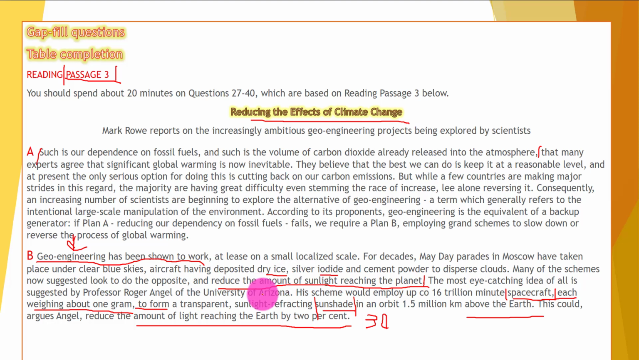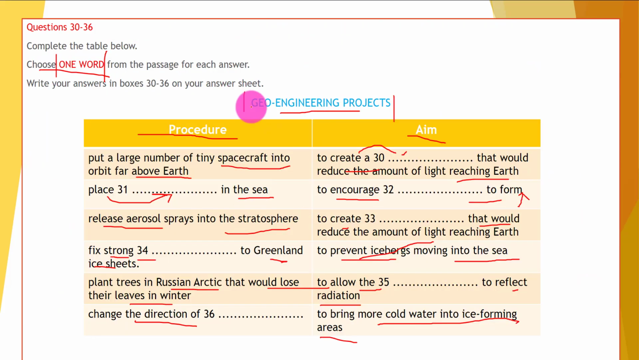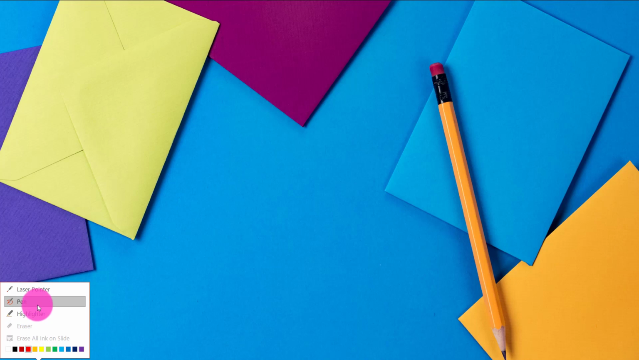And in paragraph B we had geoengineering. In order to find our answer, we looked at the procedure, and our procedure was something about spacecraft, and the titles in the tables or diagrams will help you. Always read the title, and the first thing you need to do in order to find the relevant part of the text is to look for geoengineering projects. Now let me turn off my pen.